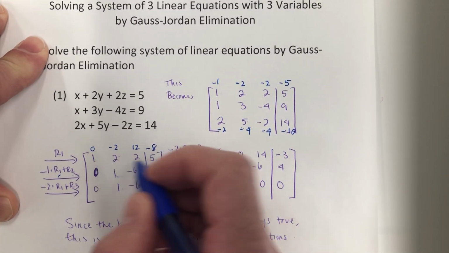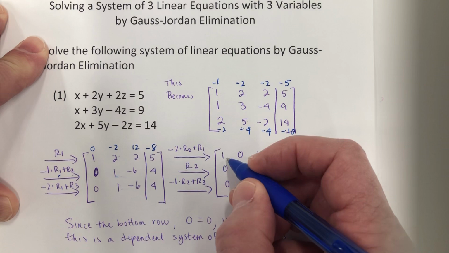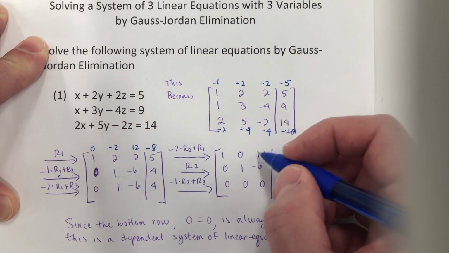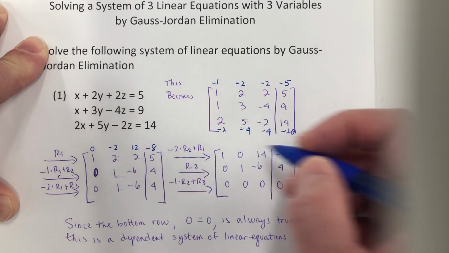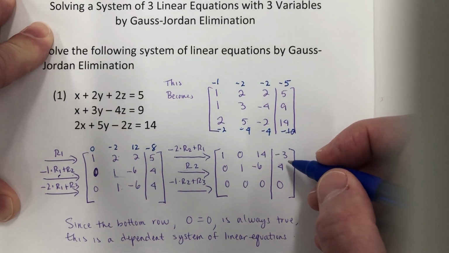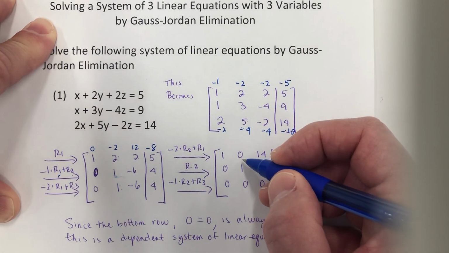So we're going to add the blue numbers to the first row. 0 plus 1 is 1. Negative 2 plus 2 is 0. 12 plus 2 is 14, and negative 8 plus 5 is negative 3. So we got the 0 in this position we want.